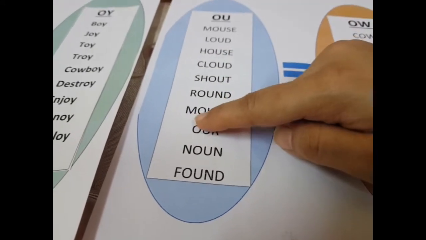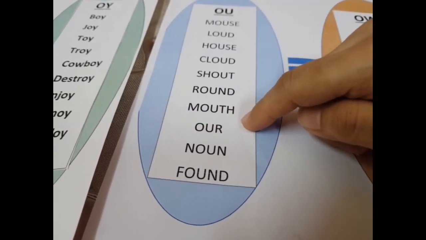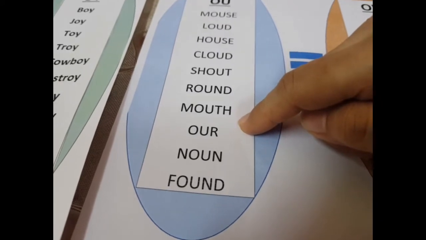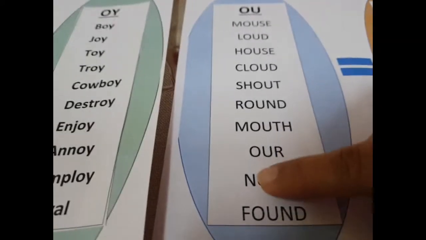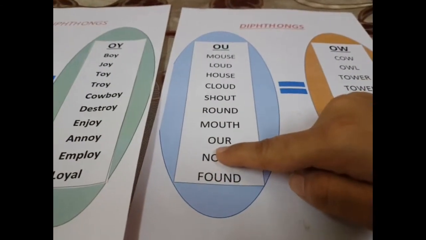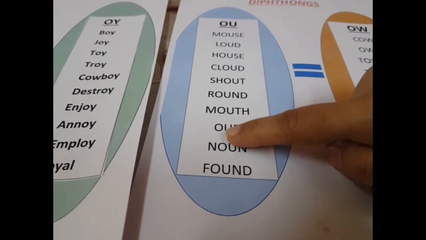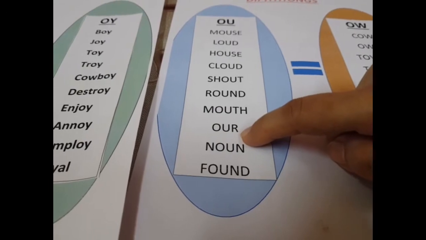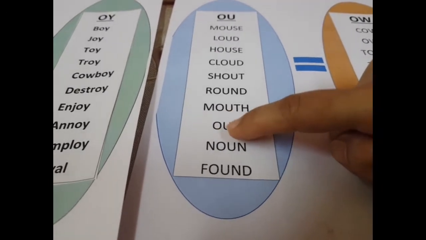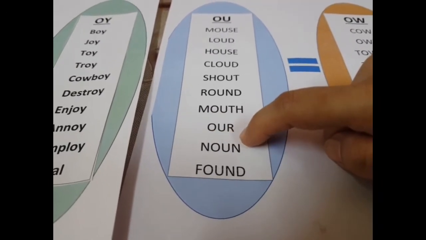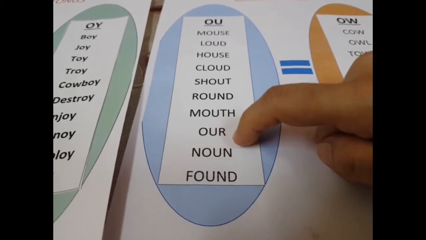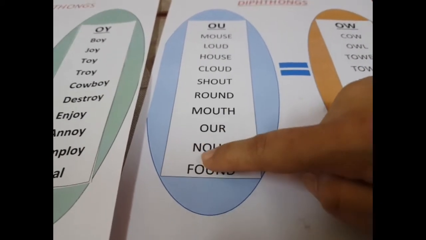What is the sound? MOUTH? Mouth. Very good. What is the sound of OU? Ow. What is the sound of R? R. So OUR? Our. Hour. The sound of OU? Ow. And the sound of R? R. Our. Hour.